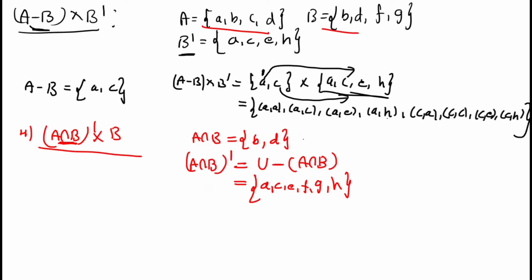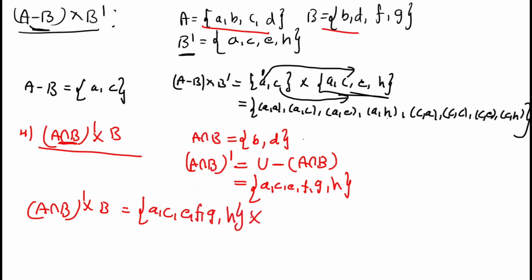Now write the question. Question is A intersection B complement cross set B. It's equal to, what is A intersection B complement? A, C, E, F, G, H cross with the set B. Set B is B, D, F, G. See, 1, 2, 3, 4, 5, 6 elements are there. You need to cross these elements with the second set.